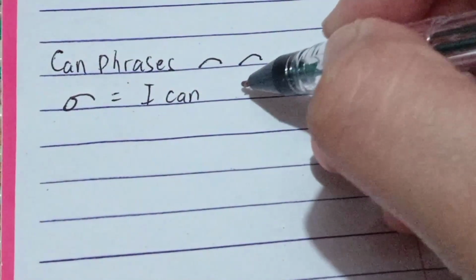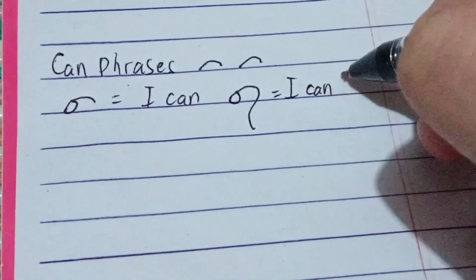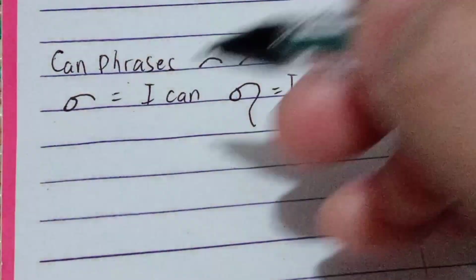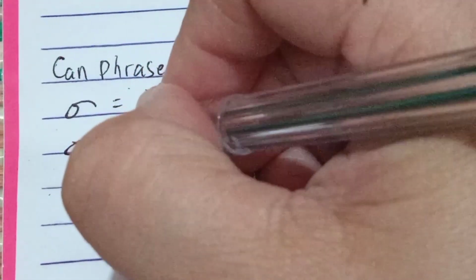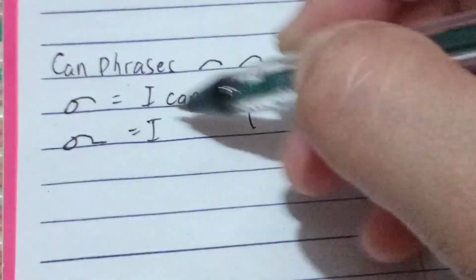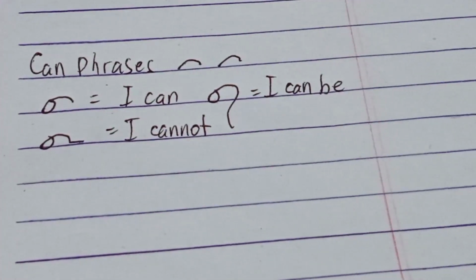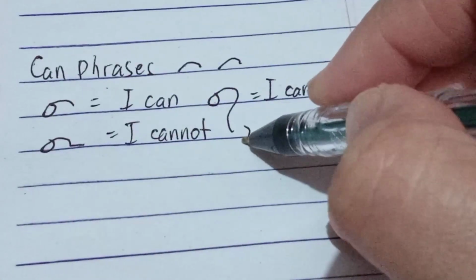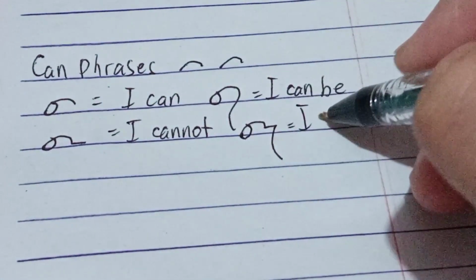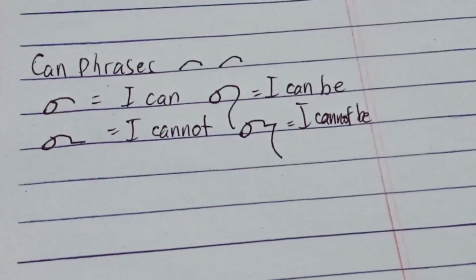How about if I write I can tsaka be? So, this is I can be. How about if I write I can and not? So this is I, big circle, can not. Okay? I cannot. Then, how about if I write I cannot be? So this is I, big circle, cannot, and be. I cannot be po yan.